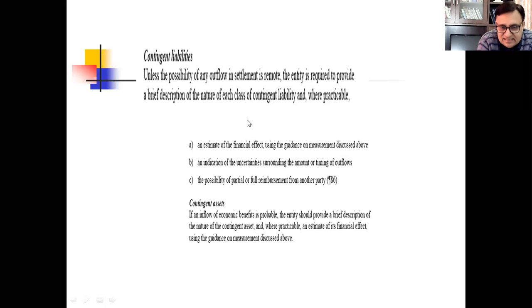Similarly, for contingent assets, if the inflow of economic benefit is possible, the entity should provide a brief description of the nature of the contingent assets. But it will not be reflected in the statement of financial position or statement of comprehensive income. Using all these things, you will explain them in the notes to the accounts. So, this was all regarding IAS 37, which deals with provisions, contingent assets, and contingent liabilities.